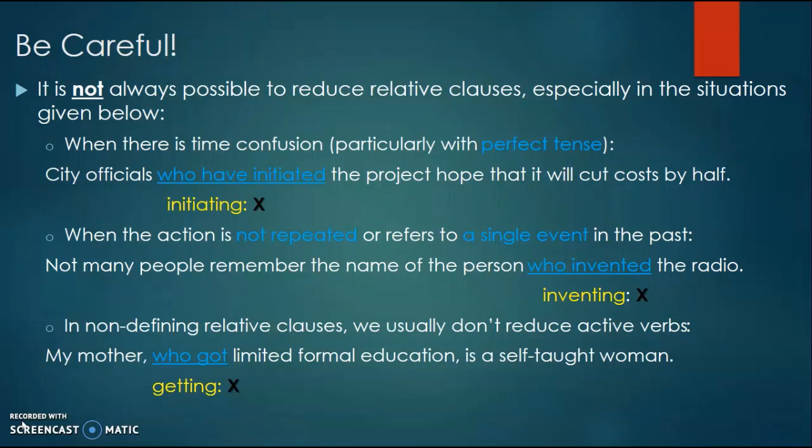And finally, in non-defining relative clauses, we usually don't reduce active verbs. My mother, who got limited formal education, is a self-taught woman. Okay, here it is not possible to replace who got with getting.